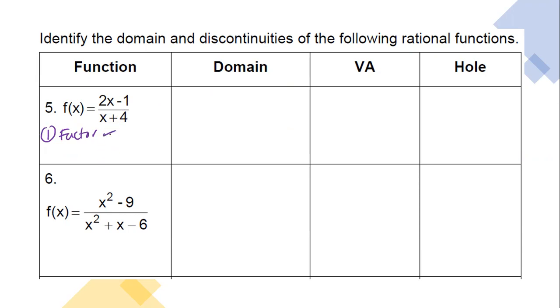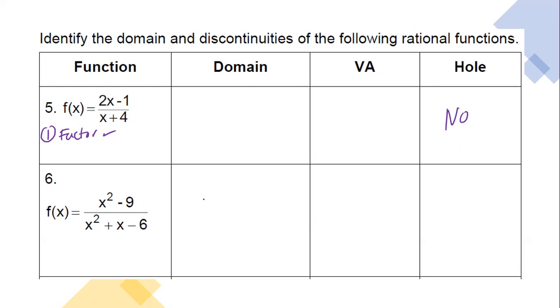Is there a GCF? No. Is it a trinomial that can be factored? No. Same thing for x plus 4. But we're not worried about proper format. We're worried about discontinuities right now. Because they're fully factored and they do not have anything in common, there is no hole in your graph.